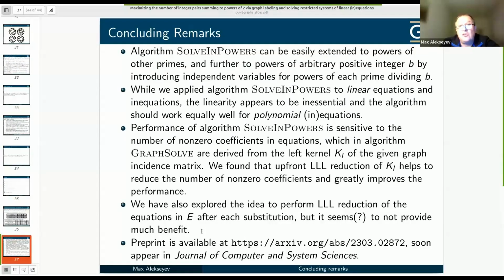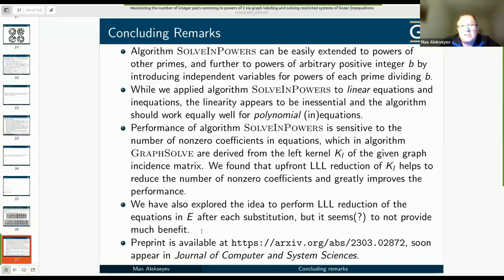Just some concluding remarks: solving powers can be easily extended to powers of other primes and maybe even to arbitrary integers. However, arbitrary integers may be a bit more involved than just powers of 2, because there was nothing special about power of 2. I could similarly consider power of 3, and in my foundational theorem, a simple foundational theorem about valuations, I could similarly consider valuations base 3, not base 2. Then we applied solving powers to linear equations, and maybe it's possible to extend it to polynomial equations of large degree. So I don't see immediate obstacles for extension in that direction.